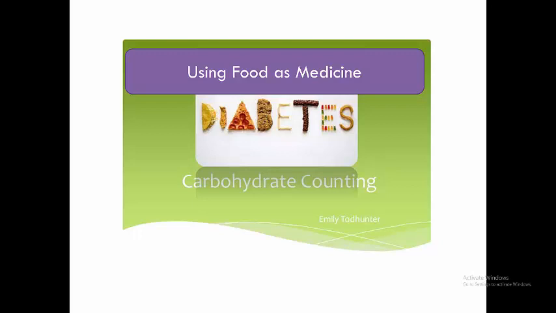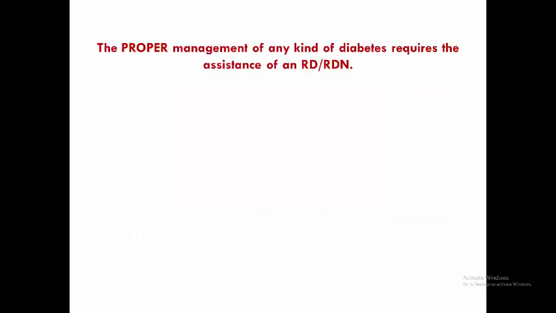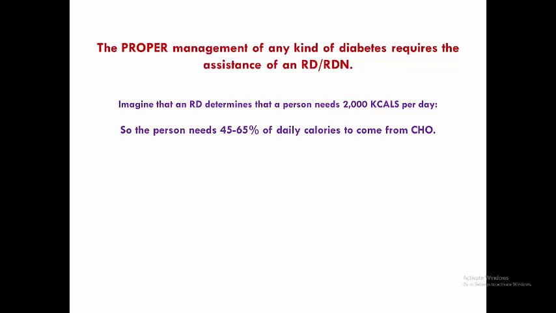So we use a form of medical nutrition therapy in nutrition science, and it's called carbohydrate counting. And so the proper management of any kind of diabetes requires the assistance of a registered dietitian. So imagine that I have a person in front of me with diabetes, and I do the calculations I know how to do, and I say this person needs about 2,000 calories a day for his body to function properly and do all the things it has to do. And then I say, okay, so 45 to 65% of someone's daily calorie needs, most of their calories should be in the form of carbohydrate.